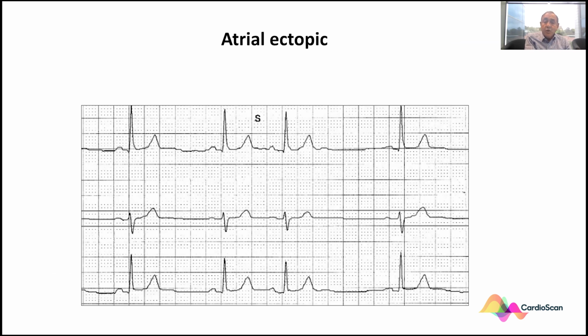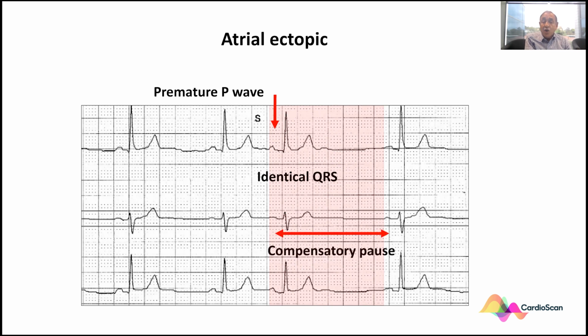To start with, we need to understand what an atrial ectopic is. It is a premature P, QRS, and T wave. There is a P, but this is not always seen, as it may be hidden in the previous T wave. There is a QRS, which is identical or near identical to the QRS generated by the sinus mechanism, and there's a compensatory pause.